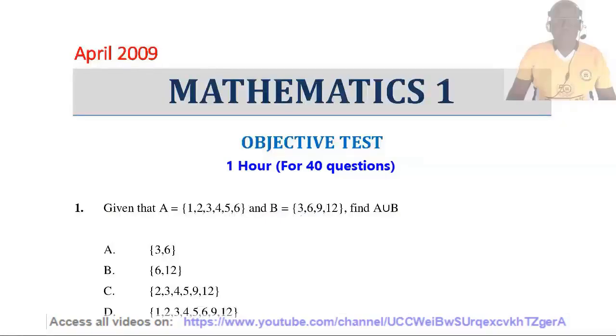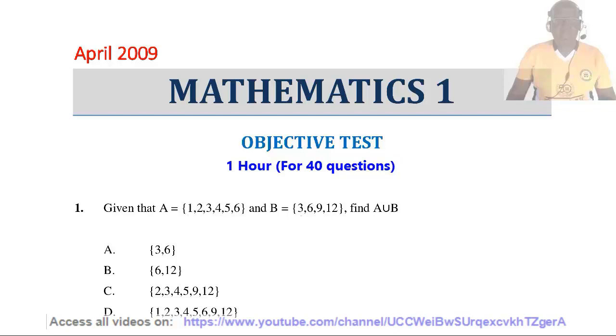April 2009. Mathematics 1. Objective test. Duration 1 hour. Question 1. Given that the set A equals {1, 2, 3, 4, 5, 6} and the set B equals {3, 6, 9, 12}, find A union B. A quick way of writing down A union B is to write down all the elements in A and combine them with the elements in B, writing down each element only once.